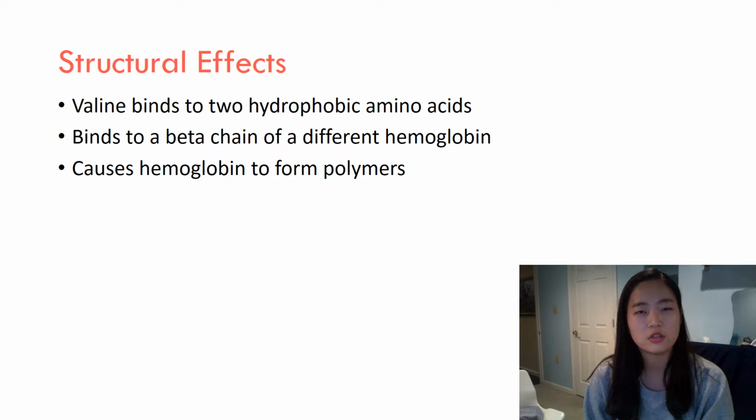So what are the structural effects of having hemoglobin with the sickle cell mutation? The mutated valine binds to 2 hydrophobic amino acids, and those amino acids are in a beta chain of a different hemoglobin. And this is how hemoglobin forms polymers.